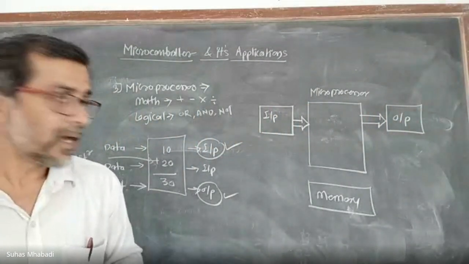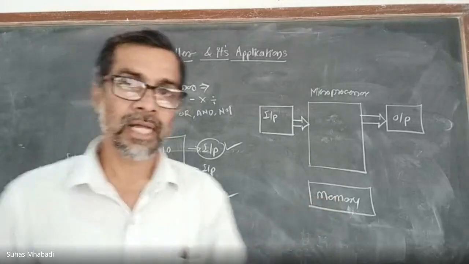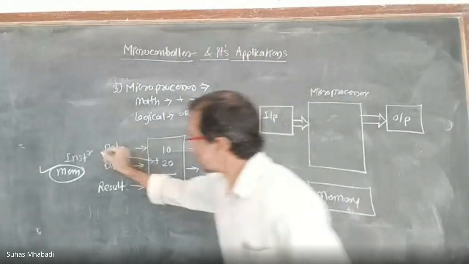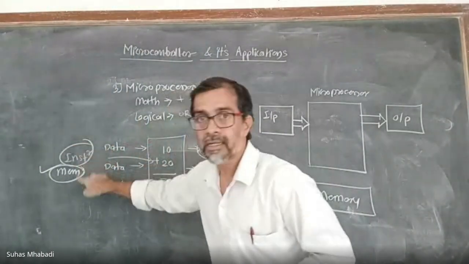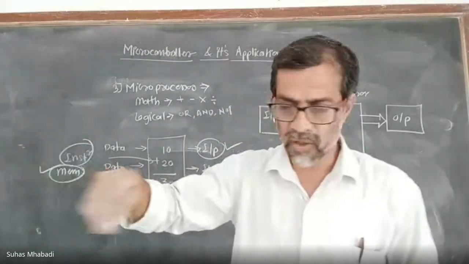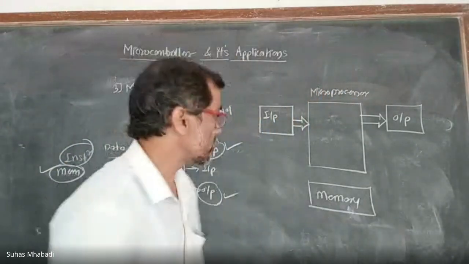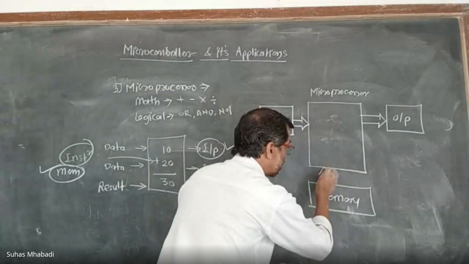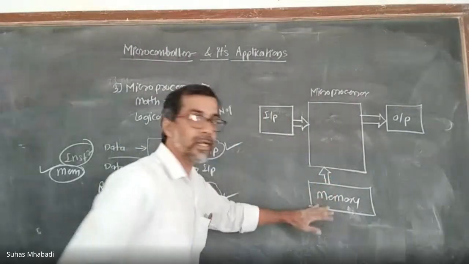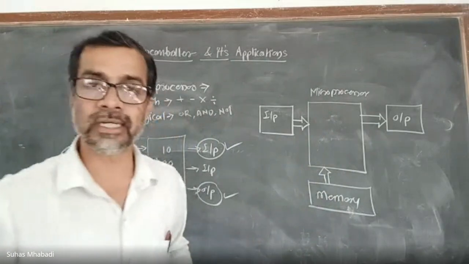Fine. And now with the memory. These instructions are in a memory. Addition, subtraction, all the instructions are there. Those are there in a memory. So for execution, data will flow from memory to processor.